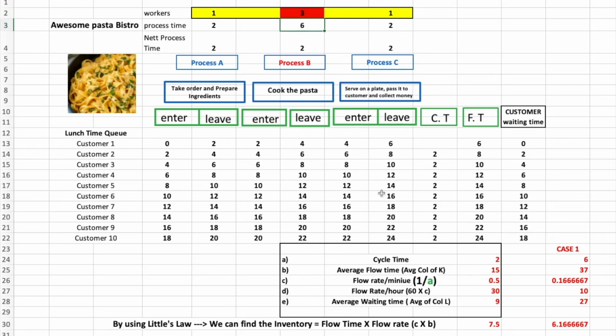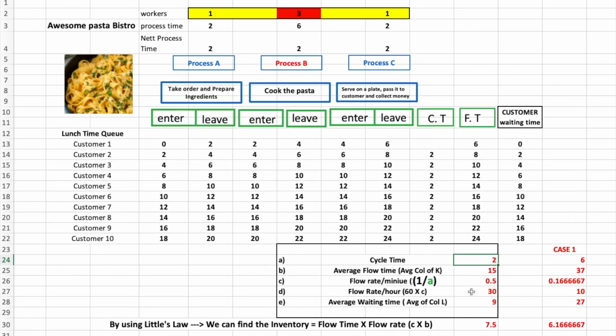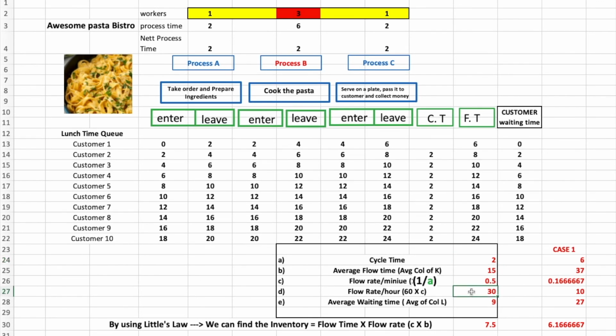Enter. So now it looks much better. You can see cycle time has gone down to 2 minutes. The flow rate has gone up to 30 customers per hour, and the average waiting time has come down to 9 minutes. This is not bad. This is acceptable. If you want to further improve, then you may have to consider doubling all three processes and prepare one more production line here. That would be the next step for improvement.